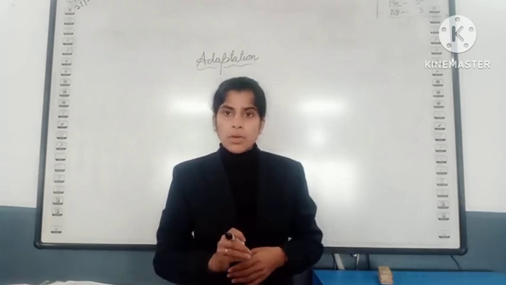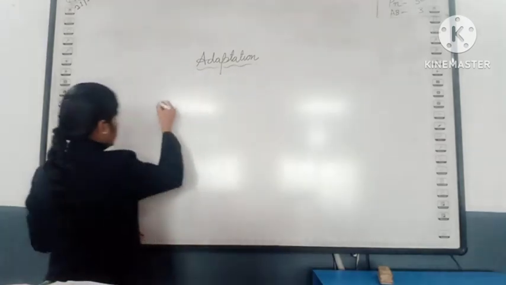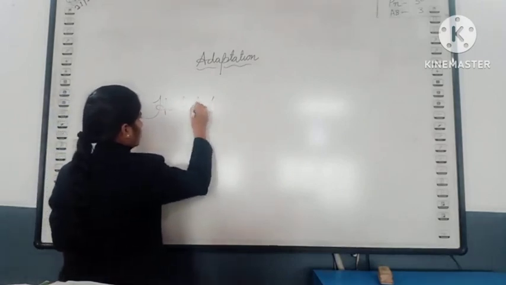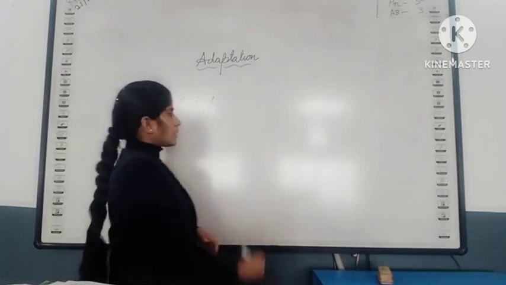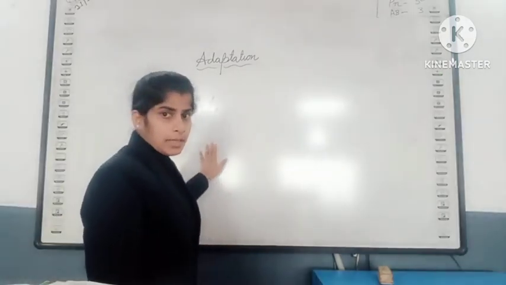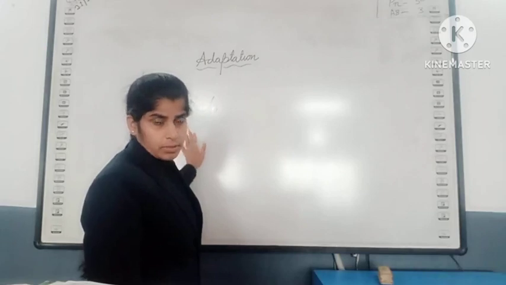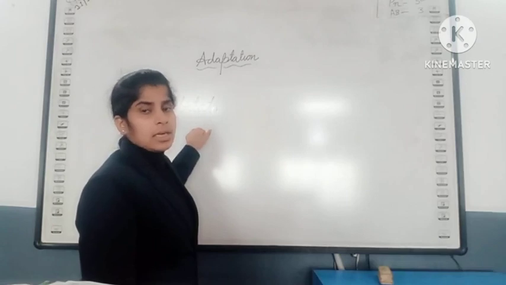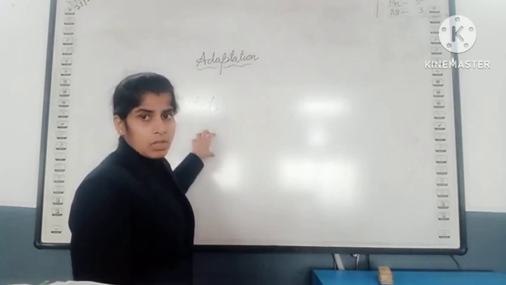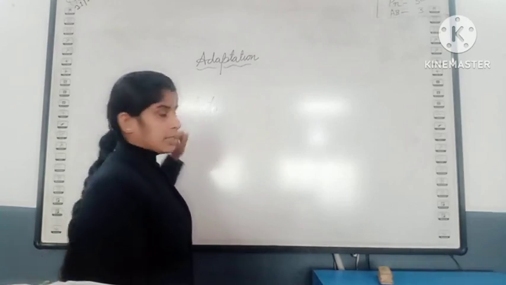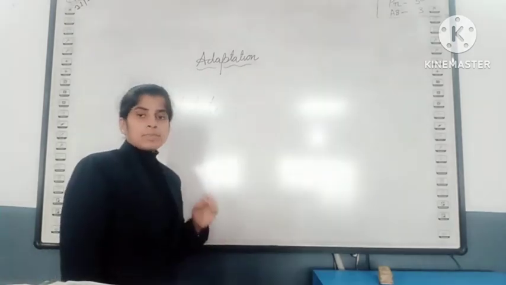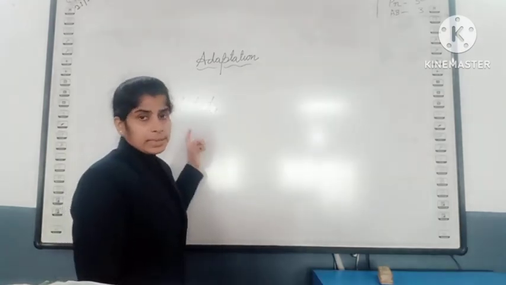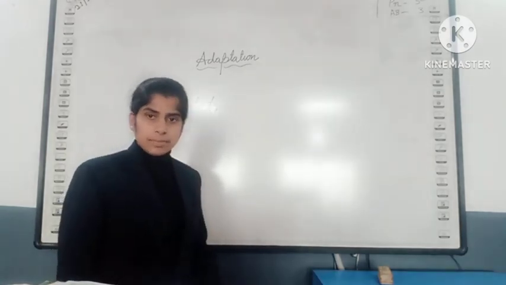That is called habitat. So this habitat means what? Habitat is a special environment where living organisms live or grow. So what is habitat? Habitat is a special environment of an organism in which it lives or grows. Is it clear?